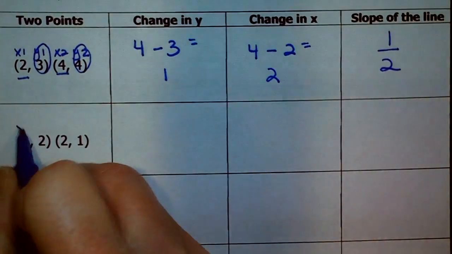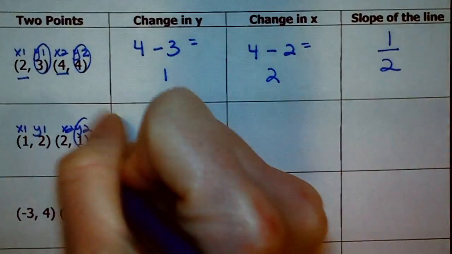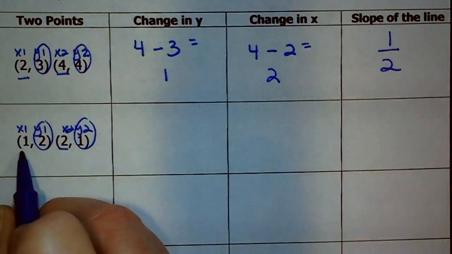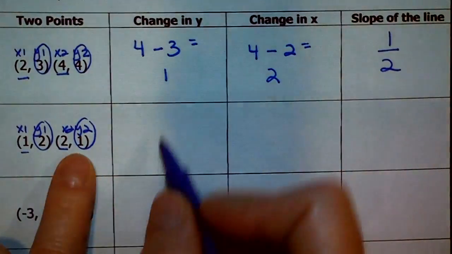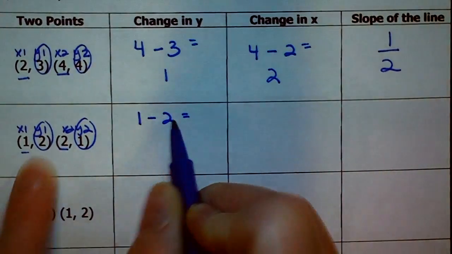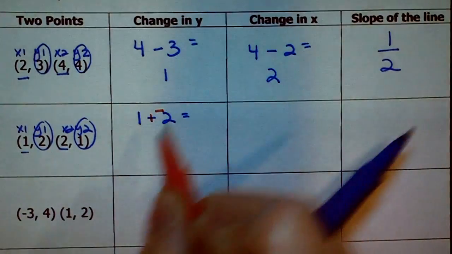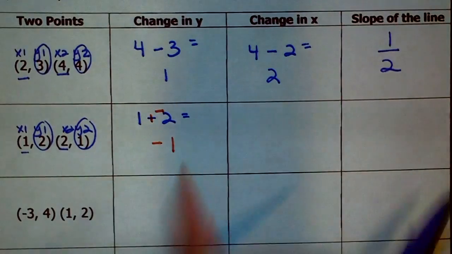Let's label our points, x1, y1, x2, y2. I'm going to circle my y's and underline my x's. So the change in y, I would take the second y minus the first y. 1 minus 2, yes, the keep change. Never forget it. 1 plus -2 is -1.